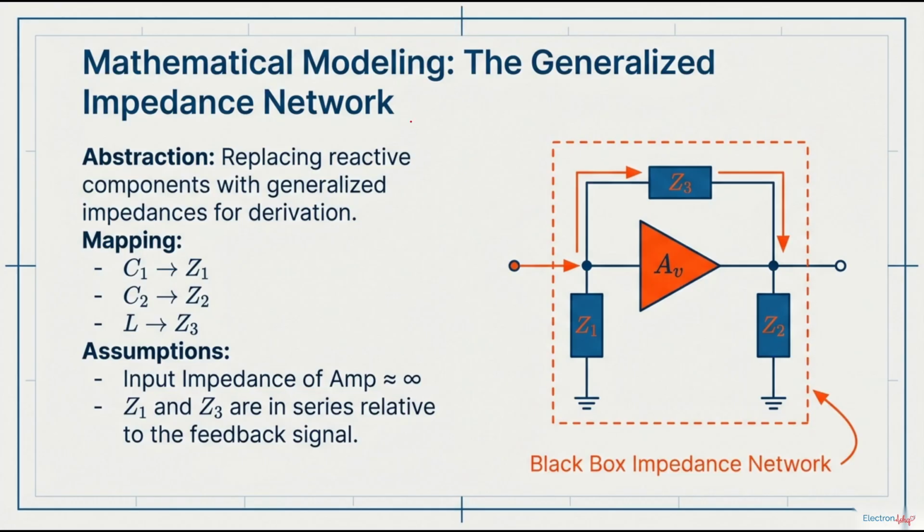trick. Instead of thinking about capacitors and inductors directly, we're going to temporarily replace them with these generic black boxes called impedances, Z1, Z2, and Z3. This lets us use standard circuit analysis and just simplifies the heck out of the math at the beginning.